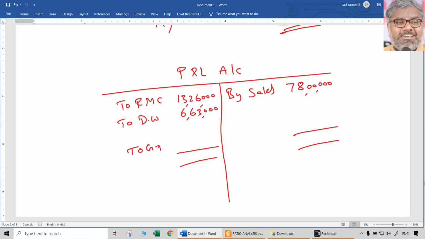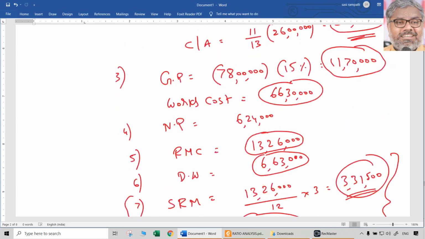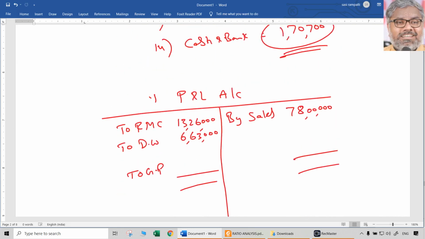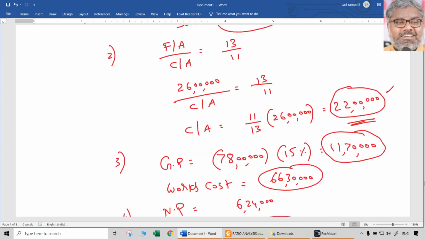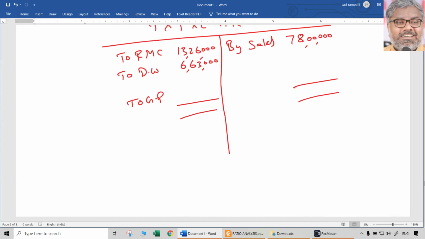Gross profit is already known. From this, we can call it the trading and profit and loss account. Gross profit is how much? Gross profit is 11 lakh 70,000. So naturally, what will be the remaining?